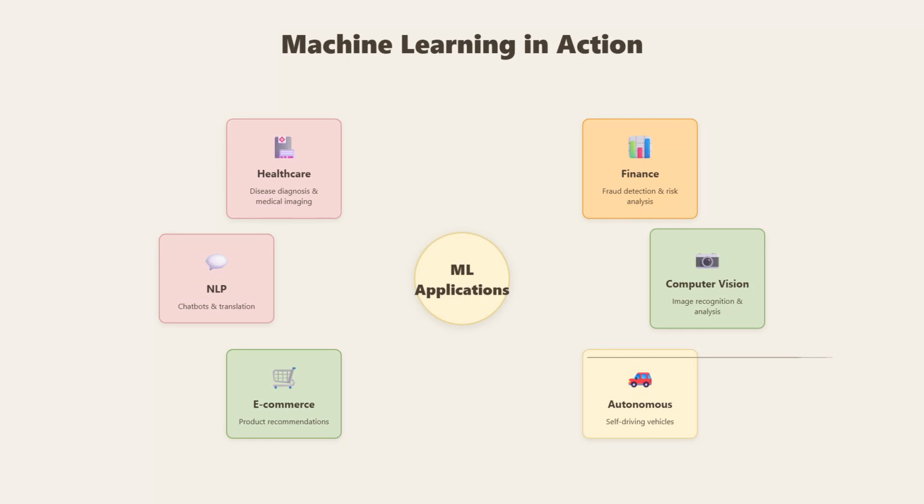In the financial sector, ML systems monitor millions of transactions in real time, flagging fraudulent activity before it causes damage. They assess credit risk, optimize investment portfolios, and power algorithmic trading. Your favorite streaming services use machine learning to recommend content based on your viewing history and the preferences of similar users. E-commerce platforms suggest products you might like, optimizing for both relevance and business metrics.